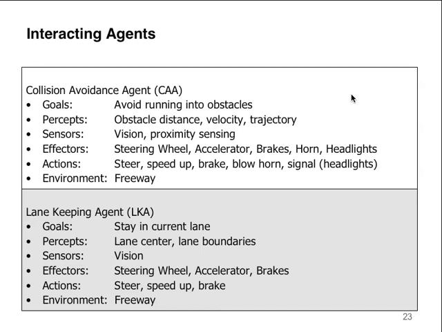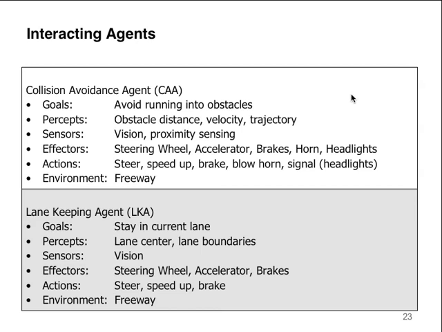So just to briefly go through the collision avoidance example, if I were to say, how are you going to avoid collisions? Well, okay, so the goal: avoid running into obstacles. All right? Percepts: obstacles, distances, trajectory. Everything's coming at me. How am I going to avoid that, or am I going towards that? Sensors might be vision, proximity sensing, which is how you're going to avoid the curb. Actually, you're going to avoid hitting things. It's going to make a loud noise.